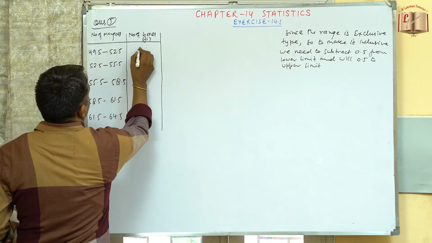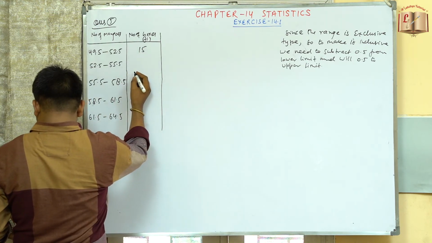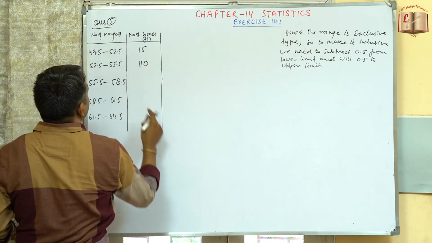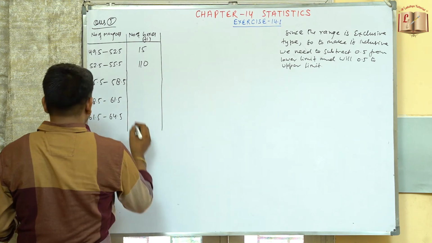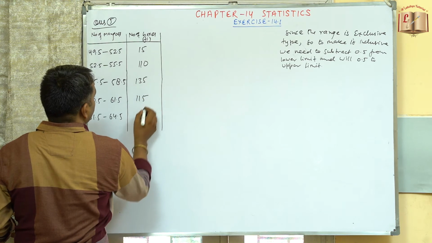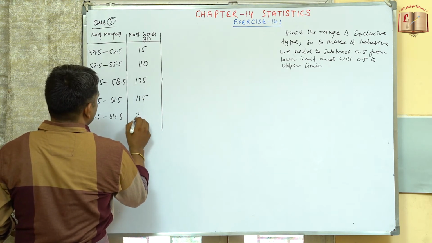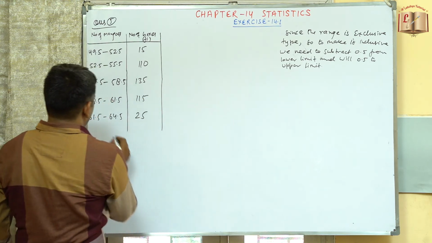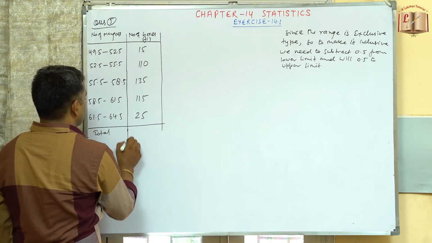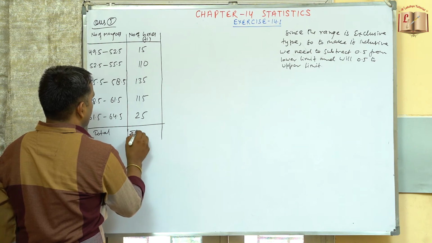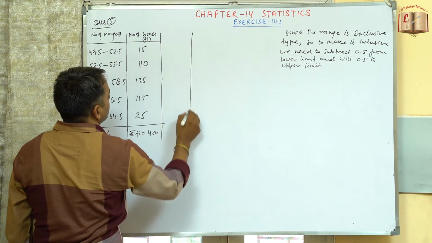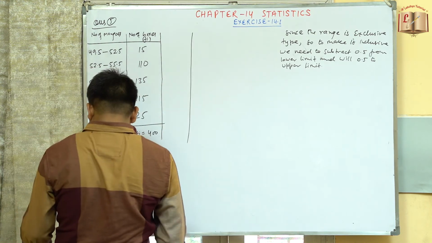For the first, 15 is given to us, and for the next, this is 110. The frequencies are given in the table, and next it is 135, then this is 115, and this is 25, and the total is 400. So we write the total: sigma Fi is equal to 400. Sigma Fi is given to us as 400.